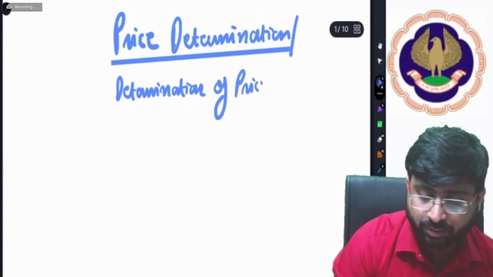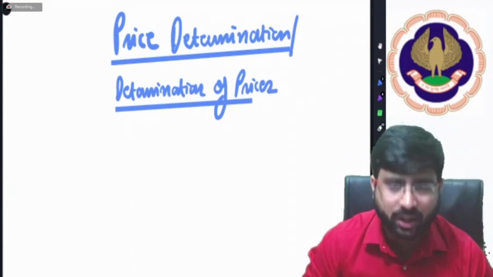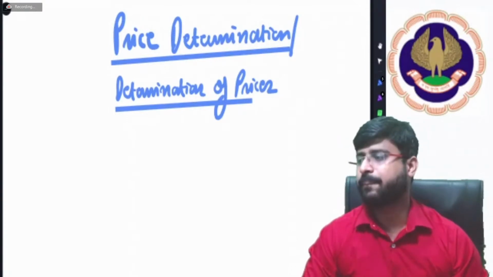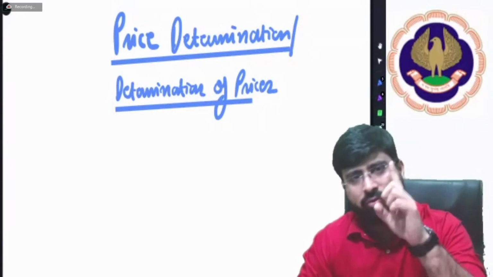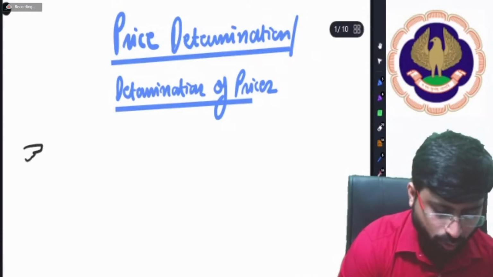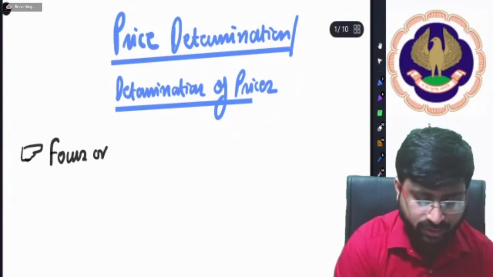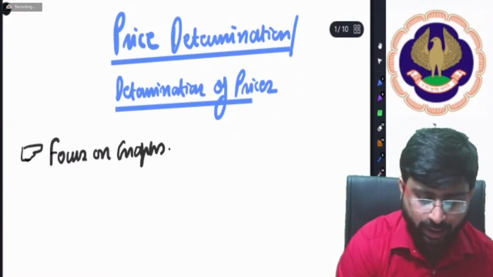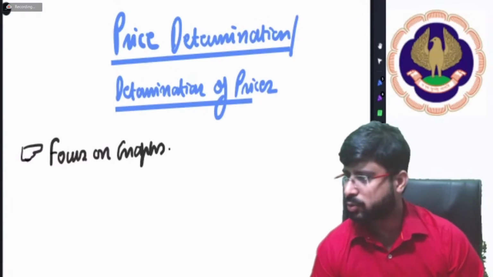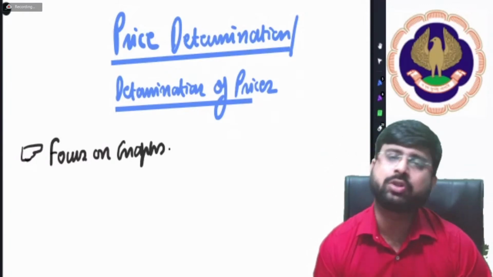Now, this chapter is going to be one of the easiest chapters. Obviously, all chapters in economics are easy, but this one is going to be the easiest, subject to one condition. What would that condition be, sir? I'll write down the condition for you all. The condition is focus on graphs. My dear friends, if you are able to focus on graphs, then you have won this chapter. You have understood this chapter. The only condition is focus on graphs.